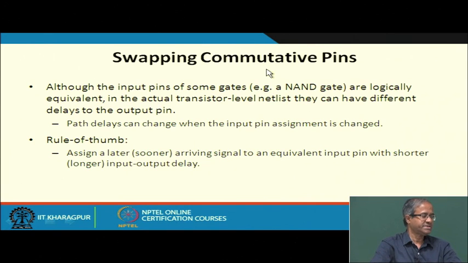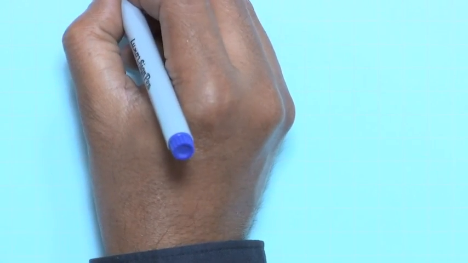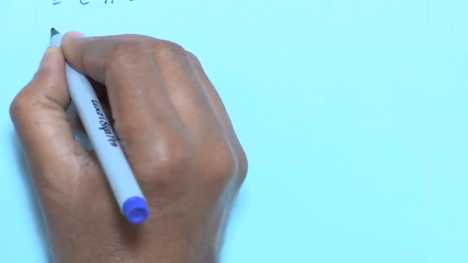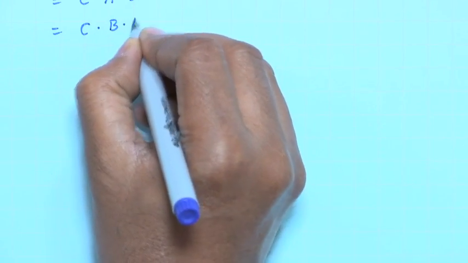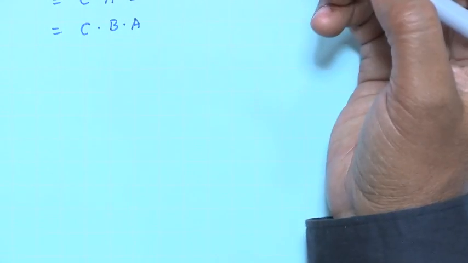Swapping commutative pins means there are many gates where if you swap some of the pins, they remain functionally equivalent. Let us take some examples. Let us take a 3 input AND gate, ABC. You see this output is A, B and C. Now, if you swap the inputs like CAB, it is same, or CBA, they are all same, because this AND function is commutative, AB is equal to BA.